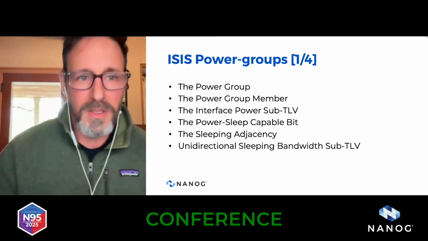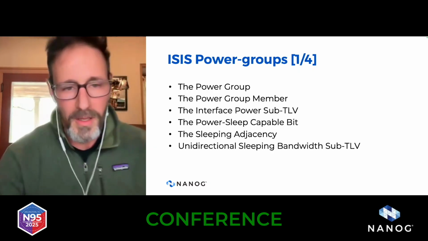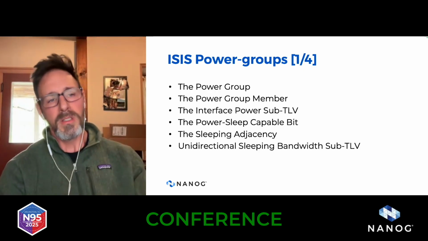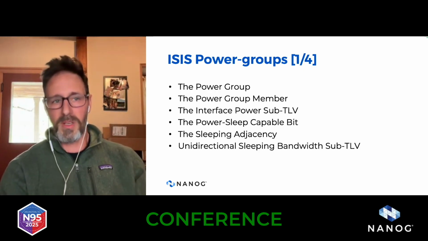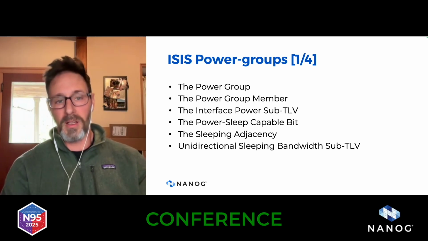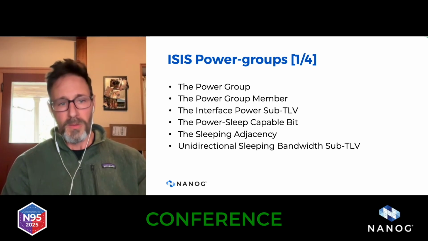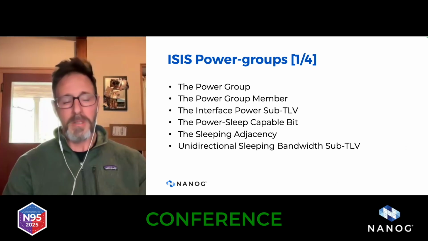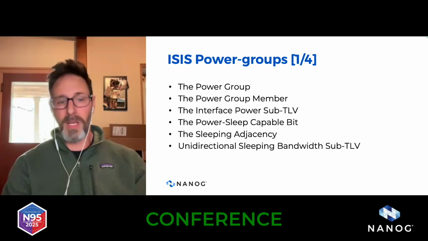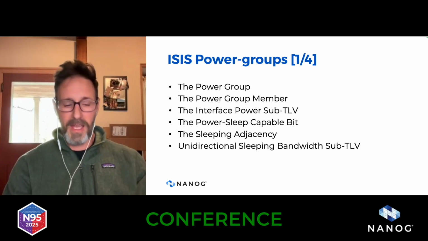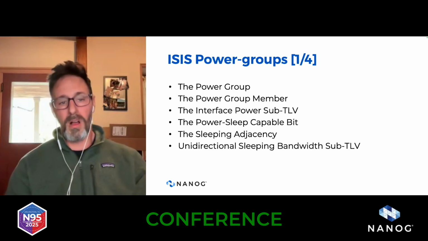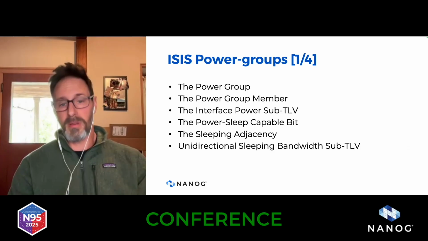So how do we do this? What does a power group look like? In the next section of the presentation, I'm going to talk about power group as a construct within our IGPs and specifically ISIS. I'm going to talk about an interface being a member of a group. We have the ability to advertise, or we'll introduce the ability to advertise, an interface-specific power, a power sleeping capability, the notion of an IGP adjacency being asleep, and then the notion of bandwidth being asleep in the network.